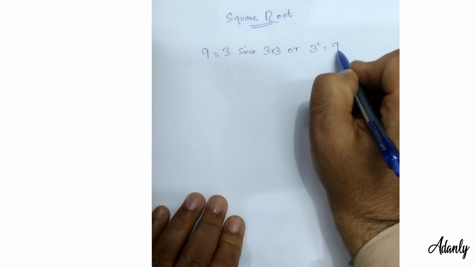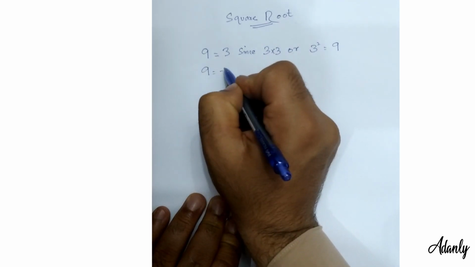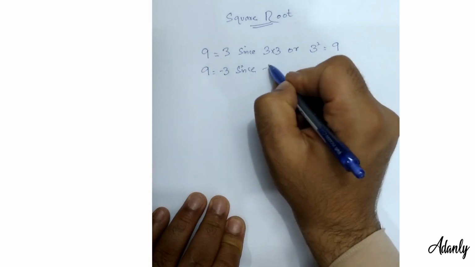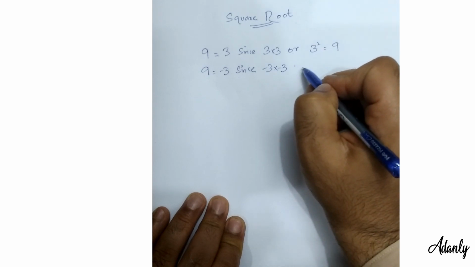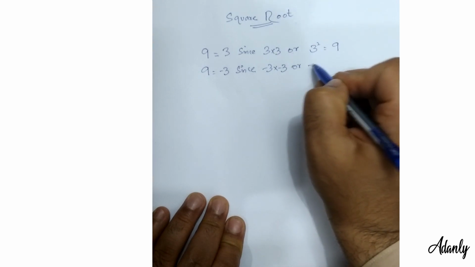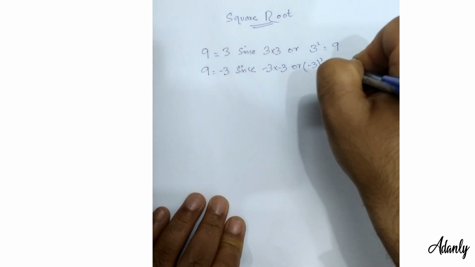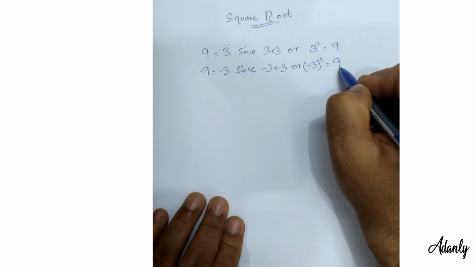Another square root of 9 is minus 3, since minus 3 times minus 3 is also 9, or if minus 3 is squared, it is also 9. A number like 9 whose square root is a rational number is called a perfect square.